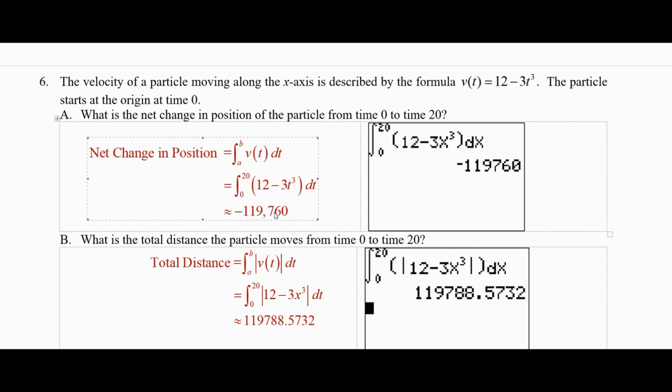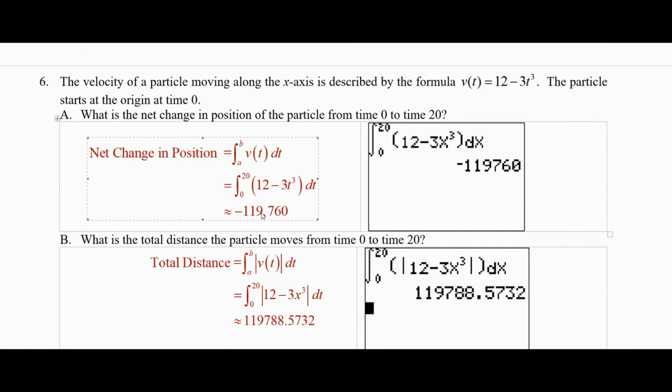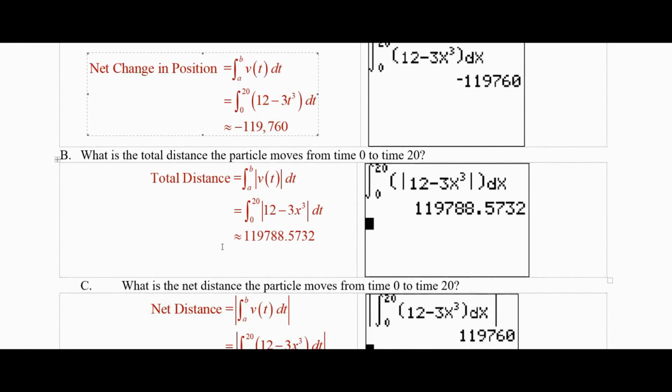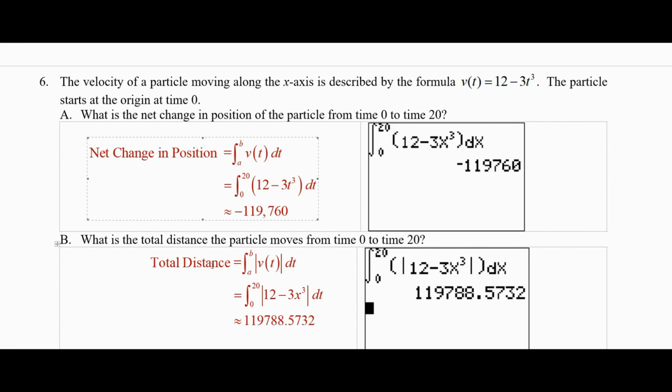So what does that mean? That means it is that many units to the left of, or in the negative direction of, where it started. So if it started at the origin, then it's at that x value on that number line at the end of the time period. That's the ending position. Or it means that it was that much left of where it started, and since it started at the origin, that was its ending position.